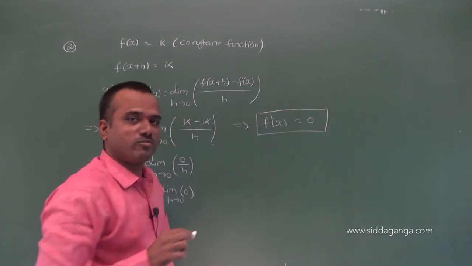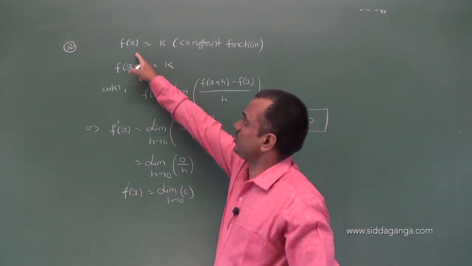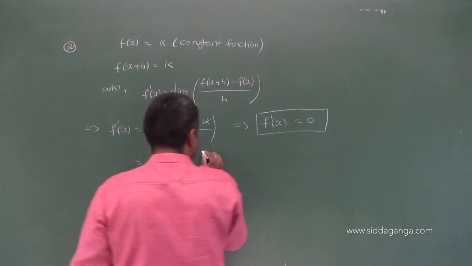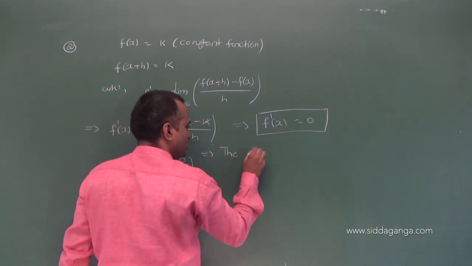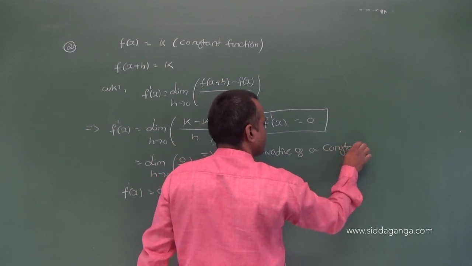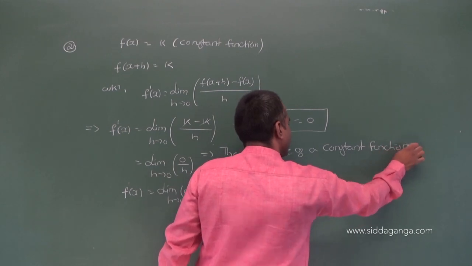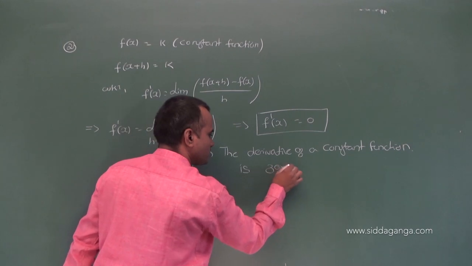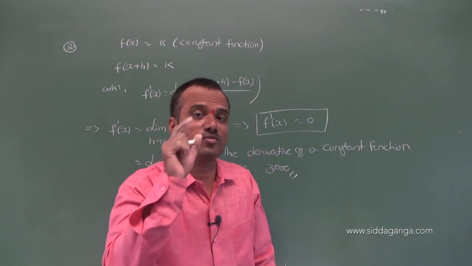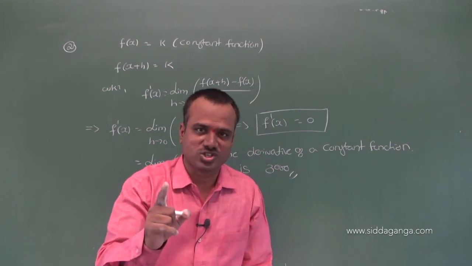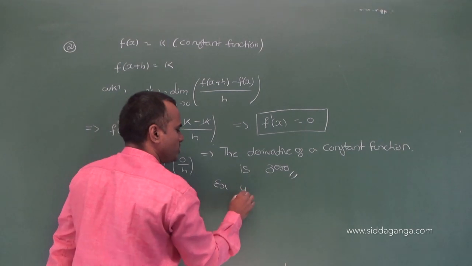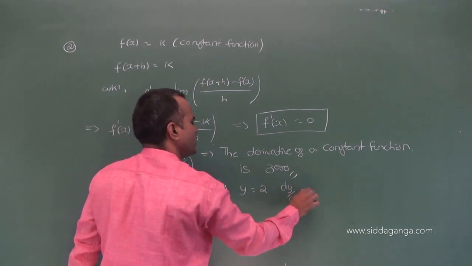See what the conclusion is, very very important. The derivative of a constant function is 0. You remember this one, the second formula, very important. If the function is constant, the derivative is zero. For example, y is equal to 2. Directly we write dy by dx is 0.